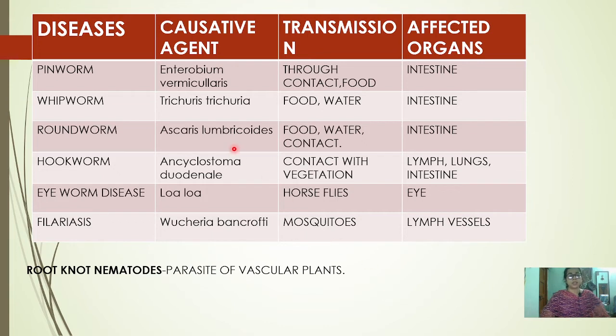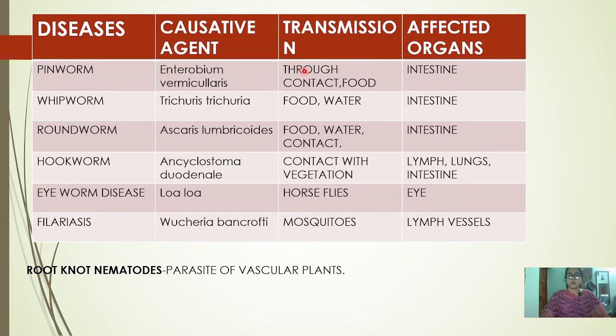Apart from Ascaris, there are other nematodes, and I have mentioned the diseases, the causative agents, the transmission methods and the organs affected. As mentioned, they are free living as well as parasitic, and most of them are parasitic forms. One disease is pinworm disease. Pinworm disease is caused by Enterobius vermicularis, which is a nematode.